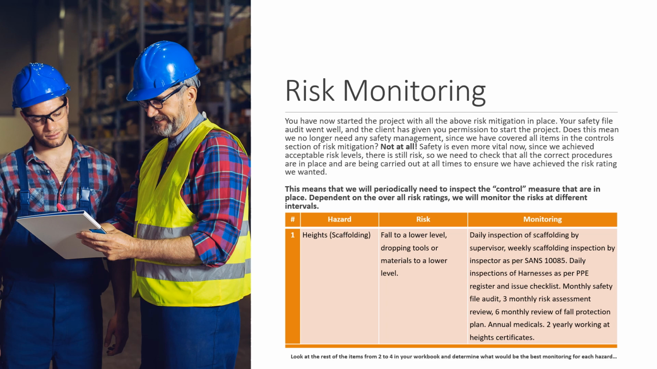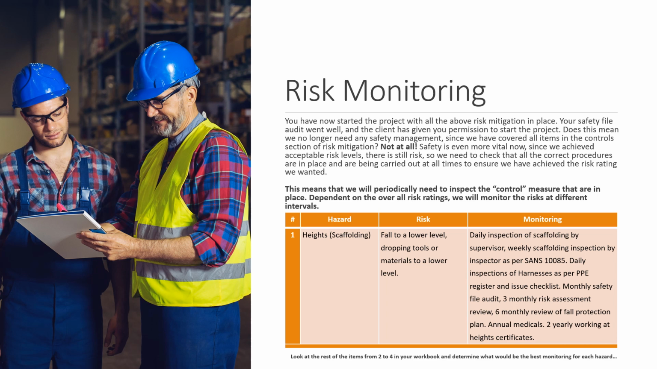Since you've achieved acceptable risk levels, that means there are still risk levels. And if there is still risk, we need to identify if the control measures we've put in place are actually being carried out. It means that you need to periodically inspect whether the control measures that are in place are actually being performed. Now, dependent on the risk rating of your residual risk, you will monitor these at different intervals, more frequently for higher risk and less frequently for lower risk.